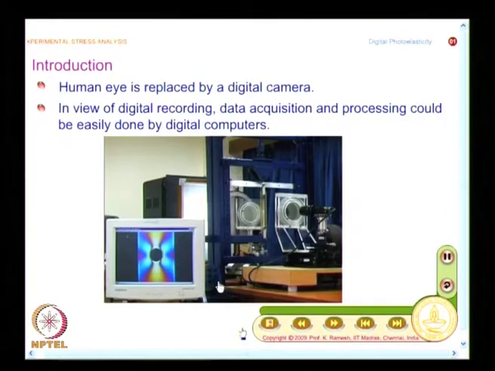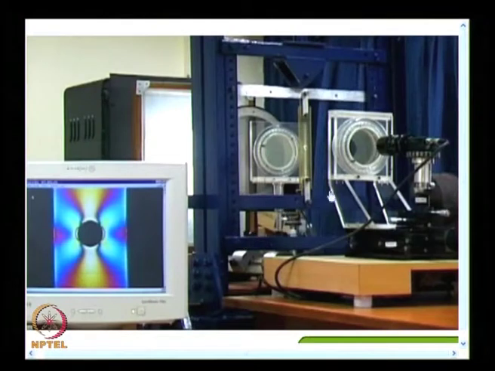So, what do you do in digital image processing? You replace the human eye by a digital camera, and this is what I have here. What I have here is a basic polariscope, and instead of a human being viewing the fringe pattern, I have the CCD camera, and I have this model plate with a hole, and I see beautiful fringe patterns on the computer.